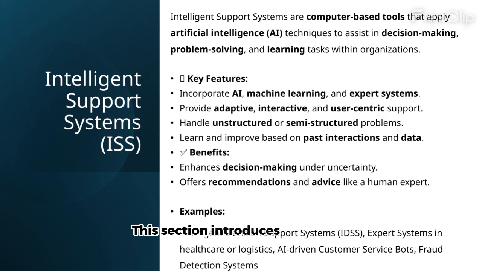This section introduces Intelligent Support Systems, ISS, as computer-based tools that apply artificial intelligence, AI, techniques to assist in decision-making, problem-solving, and learning tasks within organizations. It highlights key features such as incorporating AI, machine learning, and expert systems, providing adaptive, interactive, and user-centric support, handling unstructured or semi-structured problems, and learning and improving based on past interactions and data.